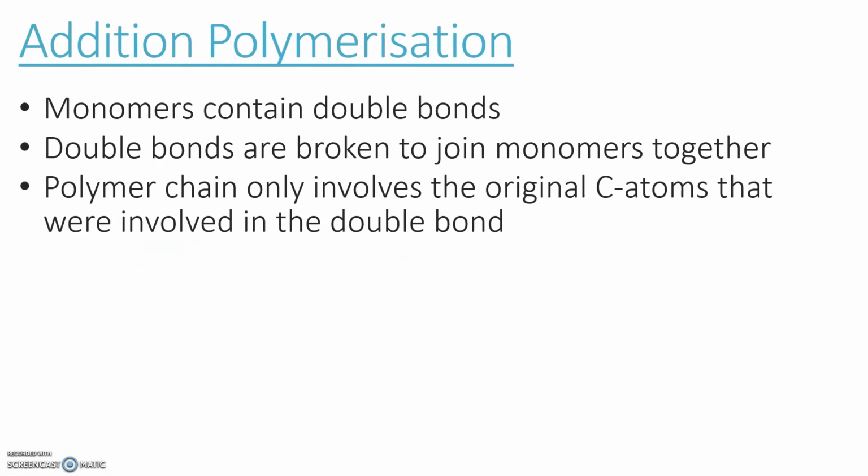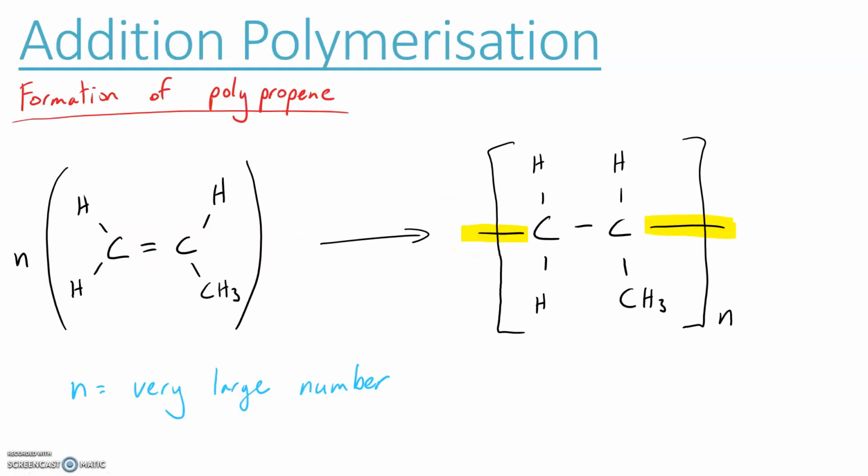Firstly, addition polymerization. This is where the monomers contain one or more double bonds, and these double bonds in the monomers are broken to join the monomers together. The polymer chain only involves the original carbon atoms that were involved in the double bond, and we'll come back to that sentence and explain it more in a moment.